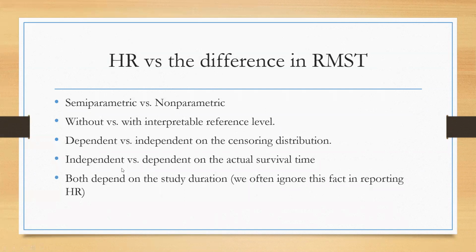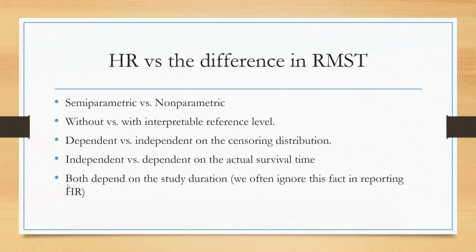And also, the hazard ratio does not depend on the actual survival time. If you are familiar with the Cox model, you would notice that the hazard ratio only depends on the rank of the observed failure times. So it doesn't matter if you square all the survival times. If you estimate the hazard ratio based on the squared survival time, you get exactly the same hazard ratio. So you don't have the unit of the survival time, right? But the difference in RMST obviously depends on the actual survival time. We are talking about 2 years to 3 years or 2 months to 3 months. They will be different. And for the hazard ratio, they are the same.